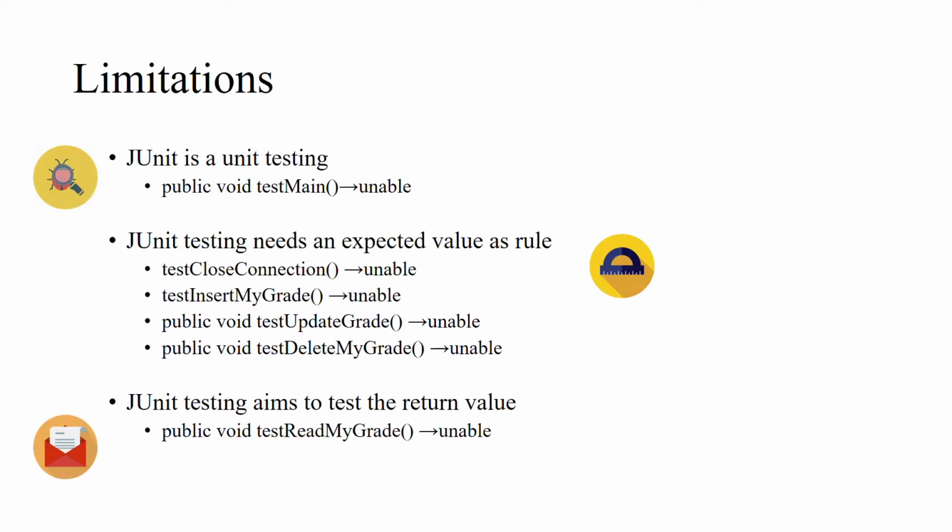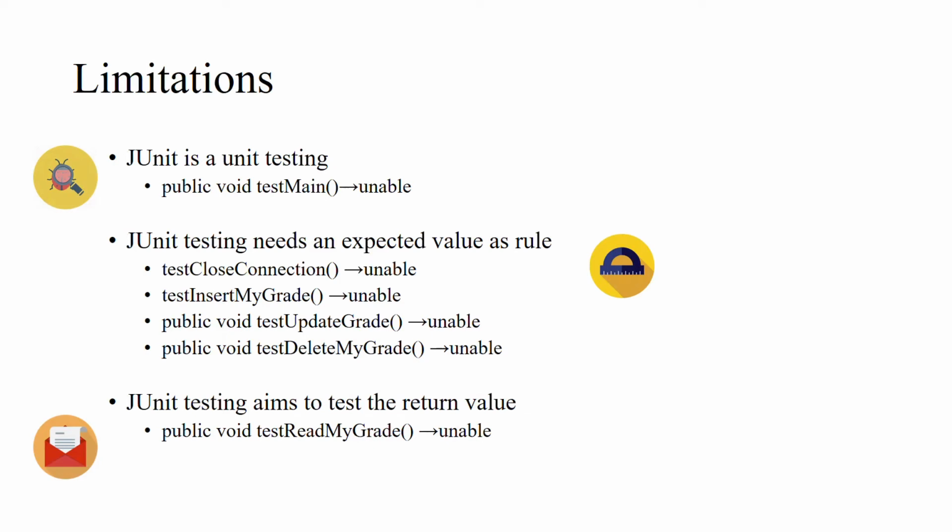So even though I have shown you some applications of JUnit, as everybody knows, nothing is perfect. So let's have a look at what functions of our database application JUnit cannot test, and I will explain why. So first, the major application of JUnit testing is unit testing. Therefore, at least for this 10 minutes video, integration testing for the main method is out of our scope. So we will not be showing how to test the main method in this video.